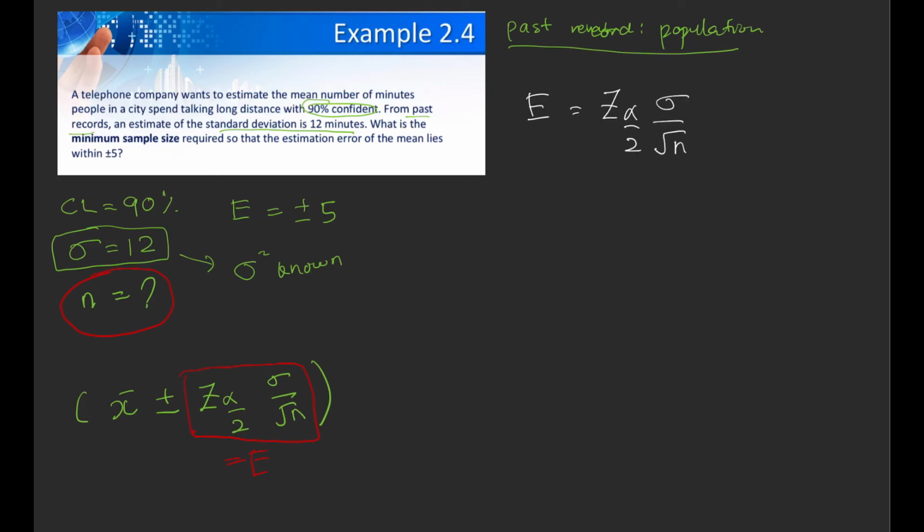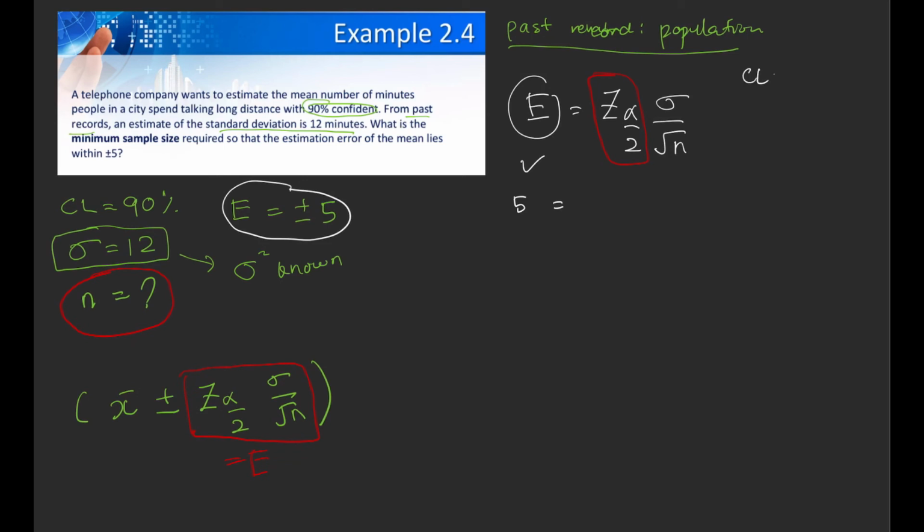Okay, do you have the E? Yes, we have the E. E is equal to 5. So you substitute: 5 is equal to... do you have the z alpha value? No, you don't have the z alpha over 2 value. So what you need to do is find the z alpha over 2 value.